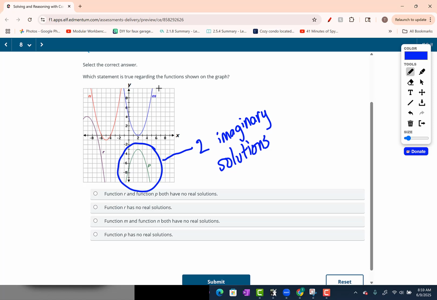Graph M, this one here, how many times does it touch the x-axis? Well, you can see it just kind of bounces off the x-axis, but it does touch it once. So that means it has one real solution. Graph N touches the x-axis twice. So it has two real solutions. It touches here and it touches here.